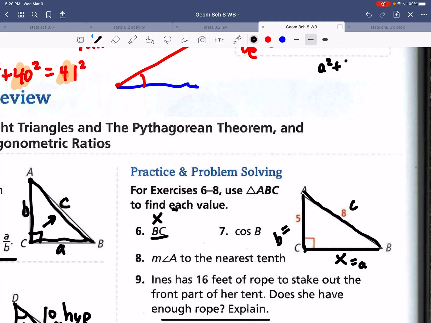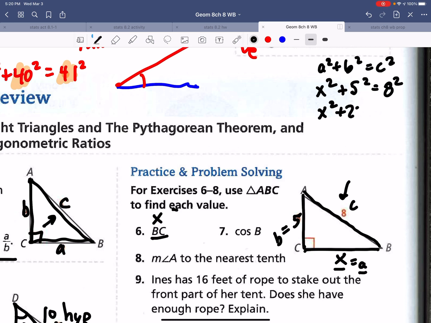So a squared plus b squared equals c squared, right? And we're going to call a x, so let's start there. And then b is 5, okay? C is 8. So getting x by itself on one side.